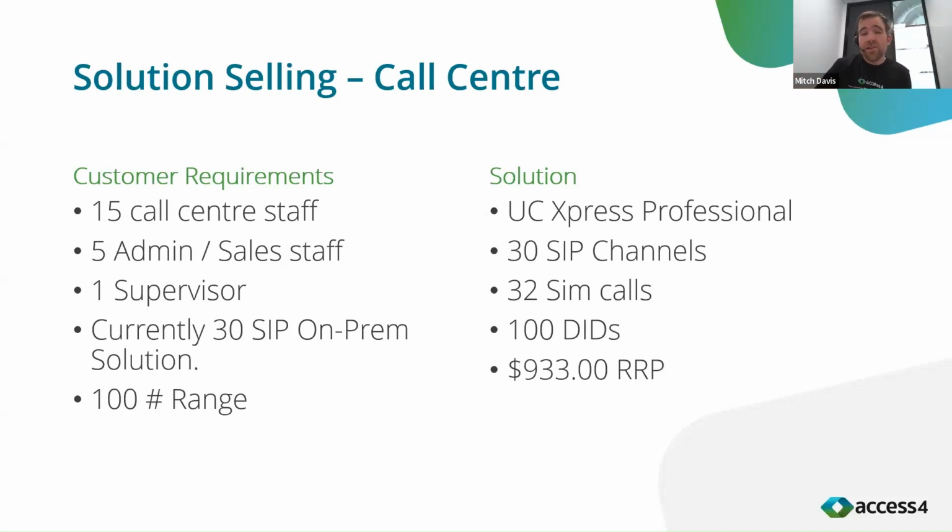32 simultaneous calls, giving them a bit of extra calls internally, but they know what they're going to get from that perspective. Giving the professionals so they get that supervisor to be able to get that analytics, that reporting, things like that in there as well. 100 number range, you're looking at about $933 from that one. So moving them from that on-prem to this, that first jump to the cloud could work really well. Also means that if they need to hire more staff for the call center, they're getting a bit busier, you can expand the channels and bring on more staff when you need to as well.